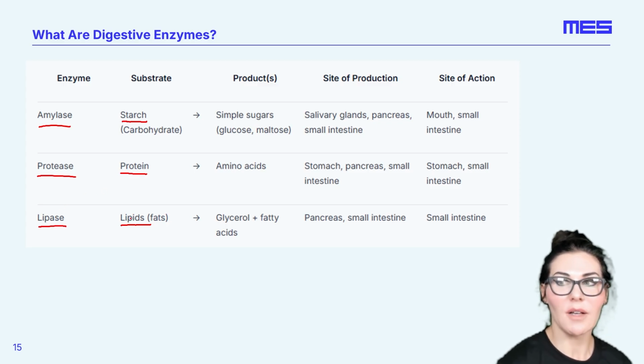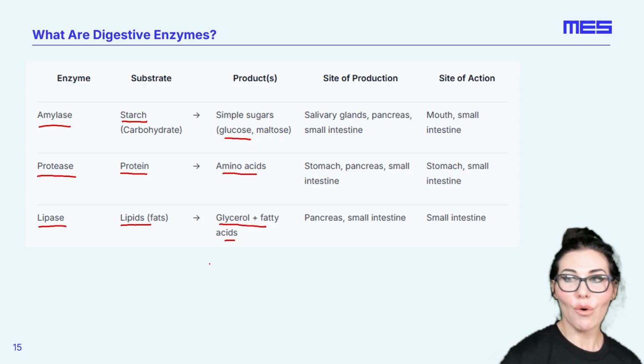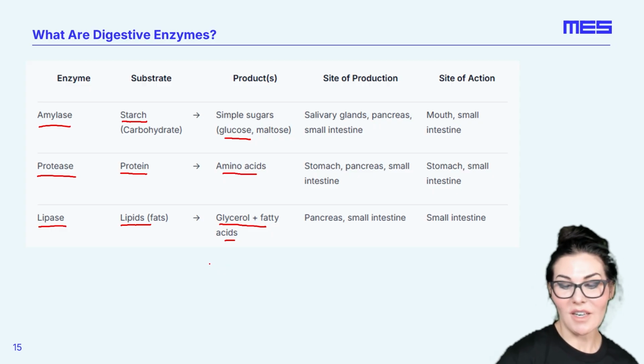Make sure as well, guys, that you know the products that come from those 3 different reaction types. From starch being broken down, we get simple sugars like glucose. From protein, we get amino acids. And from fats, we get glycerol and fatty acids. There's quite a lot to learn here, guys, so it's always good to have a document somewhere that you could look at regularly just to keep revisiting it.